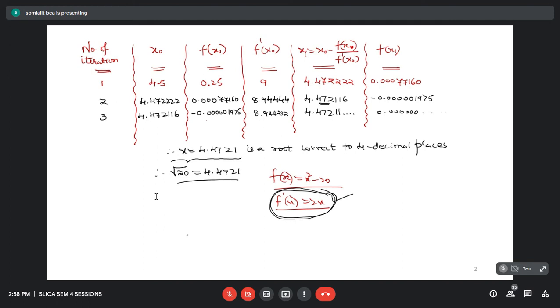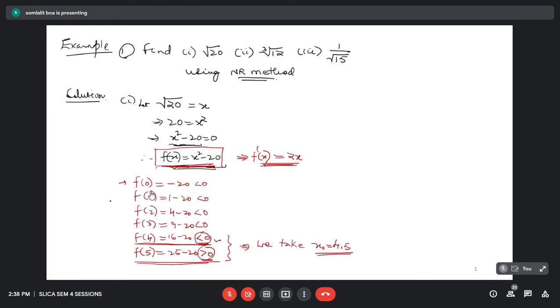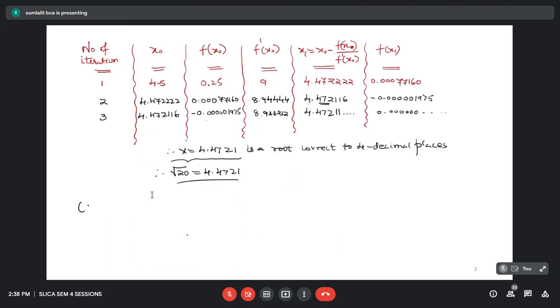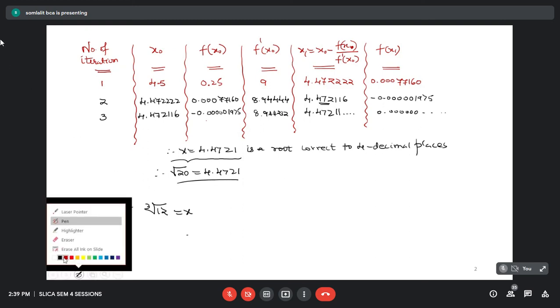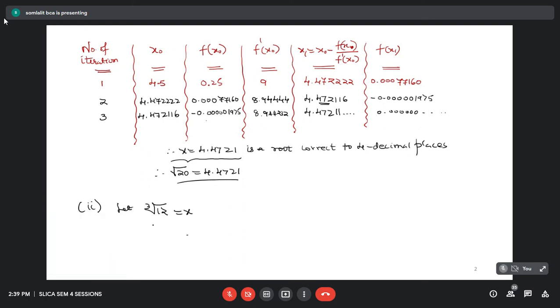Now, let's see 2 more sub questions here, how to form the square root, or how to form the equations. So here second question is cube root of 12. So let the cube root of 12 be x. You have to find this, so let this be x. What should we do to form the equation?